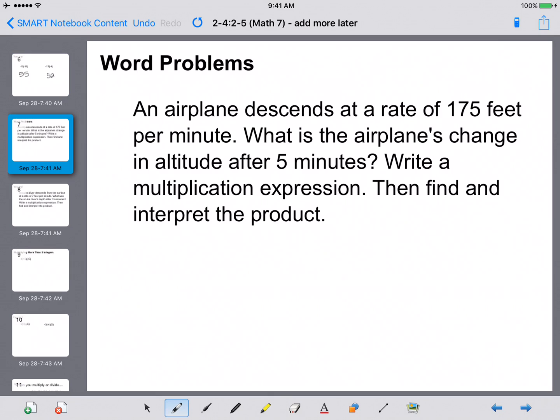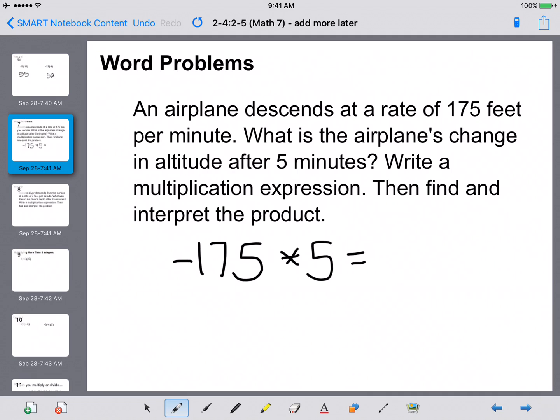Word problems here. It says an airplane descends at a rate of 175 feet per minute. What is the airplane's change in altitude after 5 minutes? Write a multiplication expression, then find and interpret the product. So what's happening is it's descending at a rate of 175 feet. Descend means to go down, so our 175 is going to be a negative integer. It goes down at 175 feet per minute, so after 1 minute it's down 175, another minute it's 175 more, so after 5 minutes we're going to have to multiply that by 5 to see how far down it goes after 5 minutes.